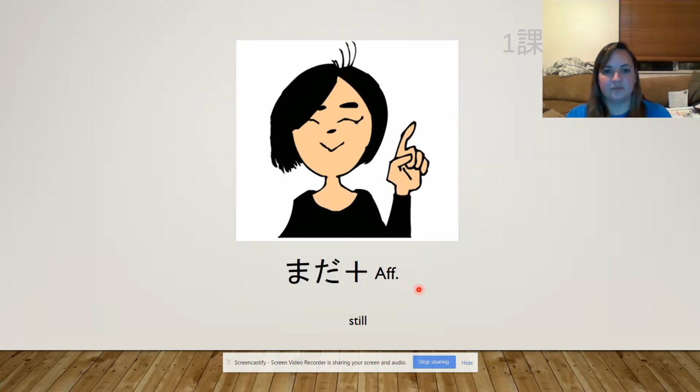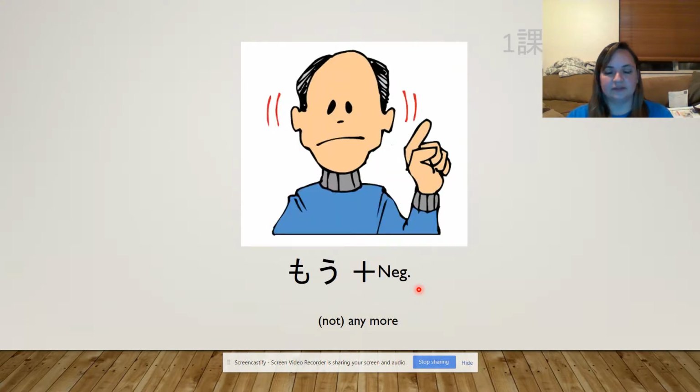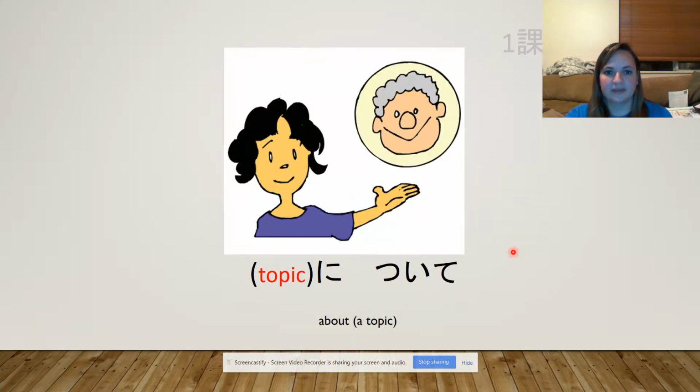So again, we have mo, mada, and mo. And we're going to talk about that one a little bit more. It can be a little bit confusing at first. Let's keep going. Chatsugi. This is a really great pattern.